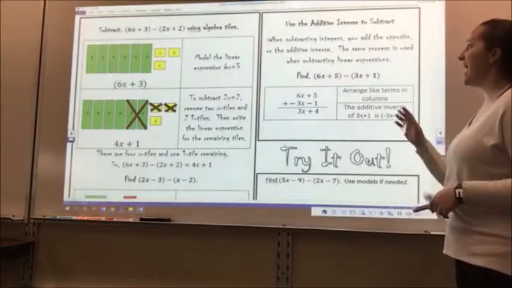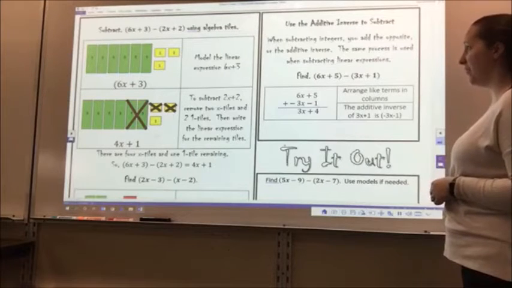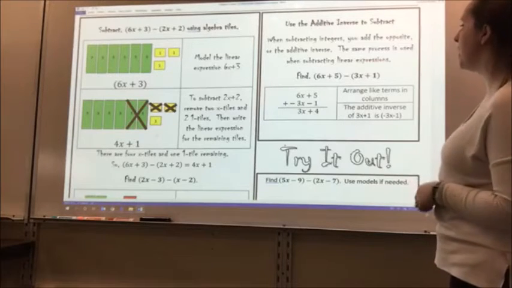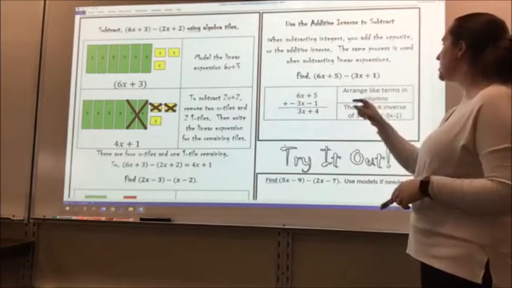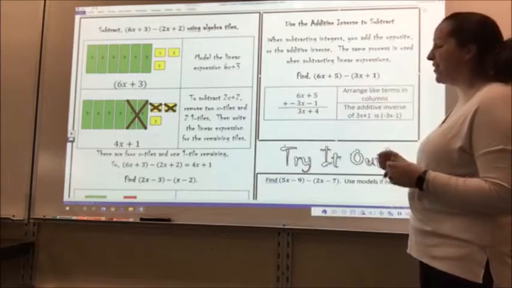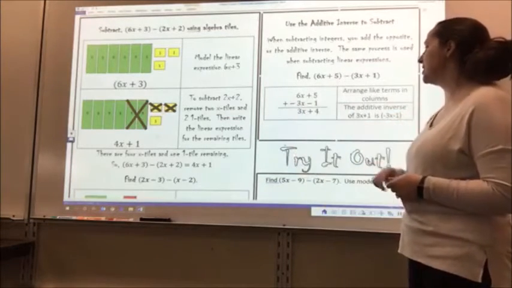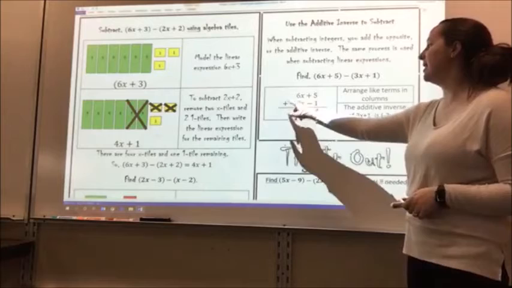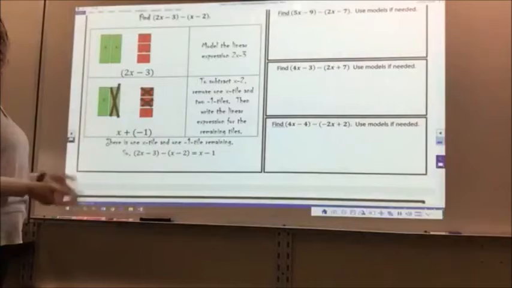So you can also use the additive inverse to subtract. When subtracting integers, you add the opposite or the additive inverse. The same process is used when subtracting linear expressions. So it's actually what I just talked about a couple minutes ago. So find 6x plus 5 minus 3x plus 1. I'm going to go ahead and use the additive inverse. So I changed all my signs on the inside of my parentheses. So I have 6x plus 5 plus negative 3x minus 1, and I just add like normal. 5 plus negative 1 gives me positive 4. 6 plus negative 3 gives me 3, so 3x. So it gives you the exact same thing, it's just another method of doing it.